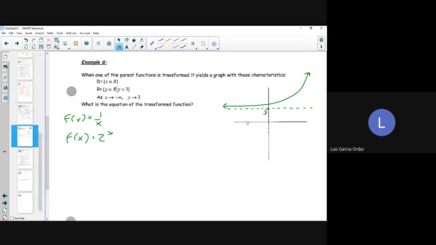Good job. And we can say as x approaches positive infinity, y approaches positive infinity because it keeps going up.